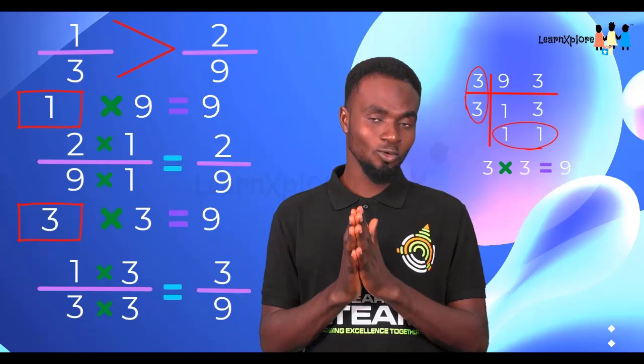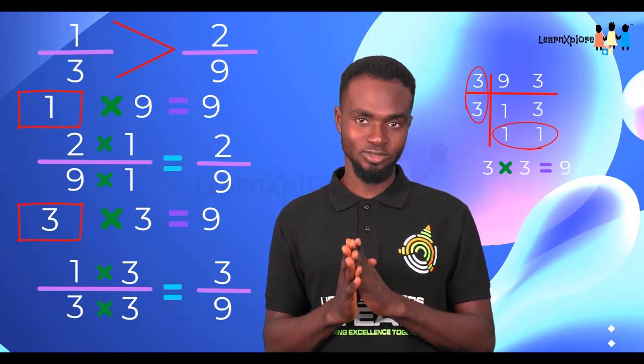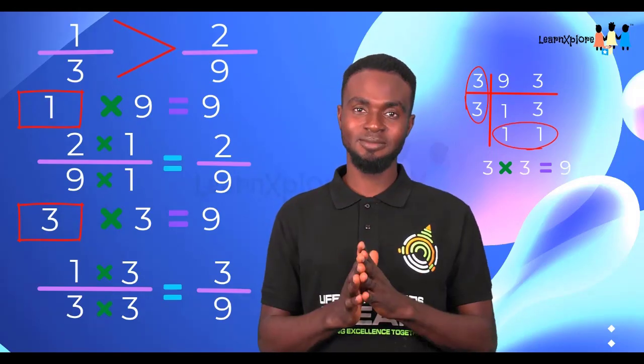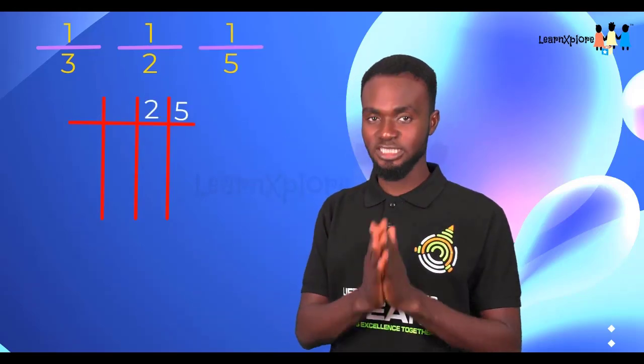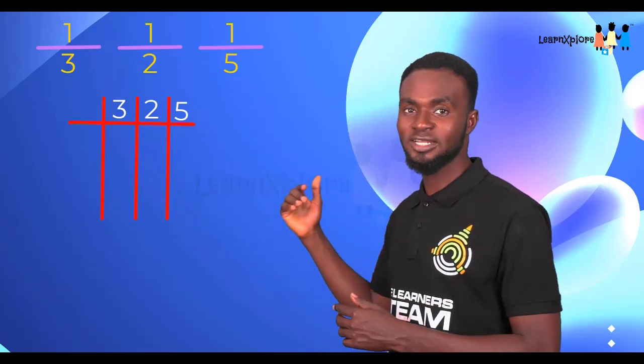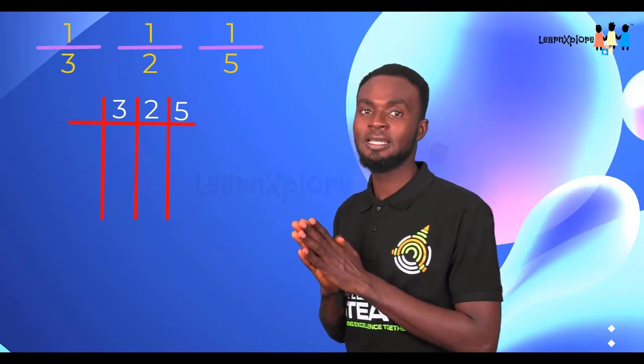In this last example, we'll be ordering 3 fractions. The procedure is still the same. So let us begin. Now you have 1/3, 1/2 and 1/5. The first thing is to find a common denominator for all the denominators. So you have 3, 2 and 5. Let's find the least common multiple.